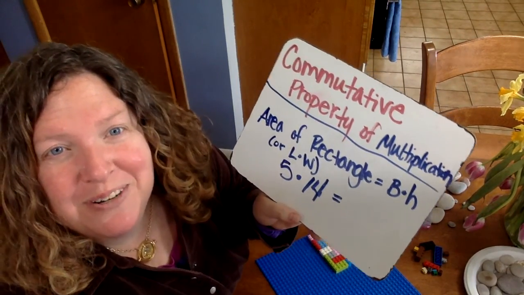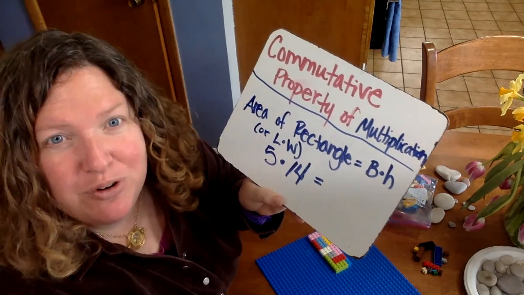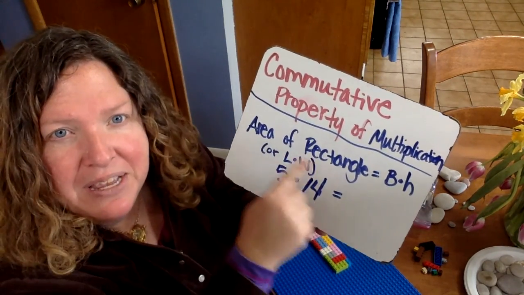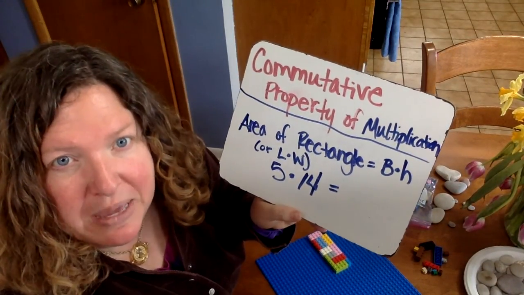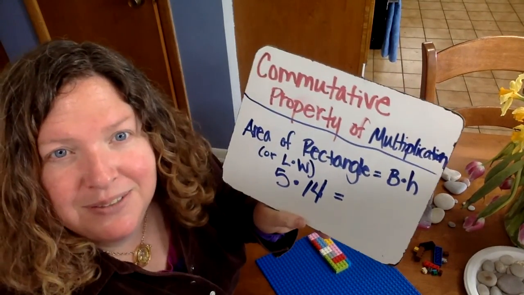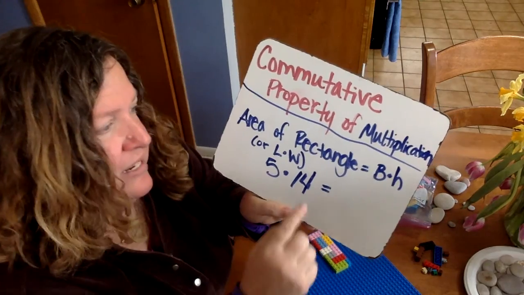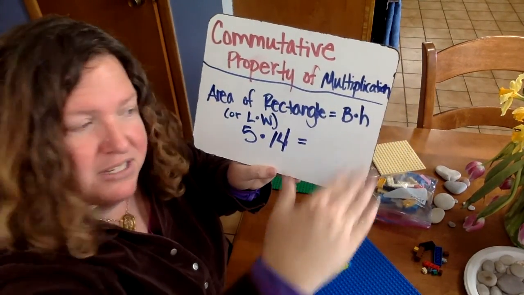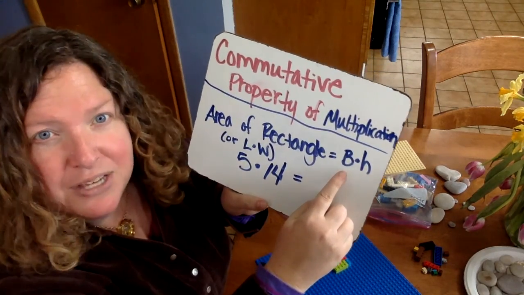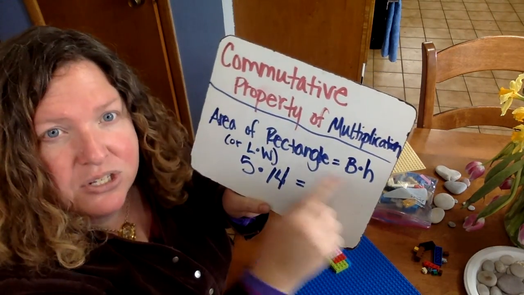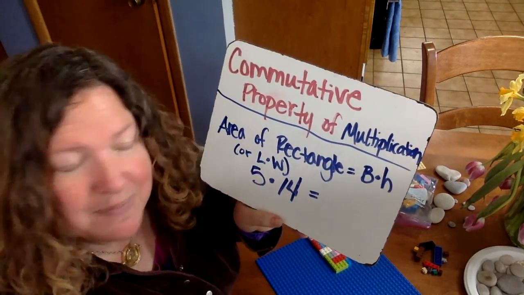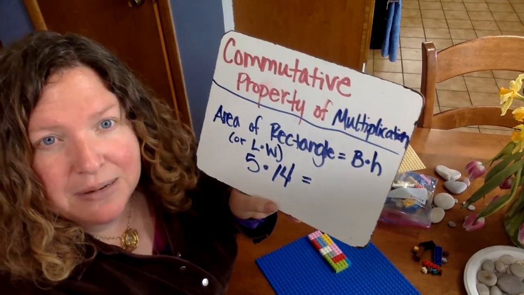Okay, we're going to try figuring out the commutative property of multiplication and how it can help us by thinking about area. So you may know the area of a rectangle. To find that area, we can take length times width. You may have called it that before. Or as we get a little older, oftentimes we switch that to base times height. Either one, length times width or base times height.